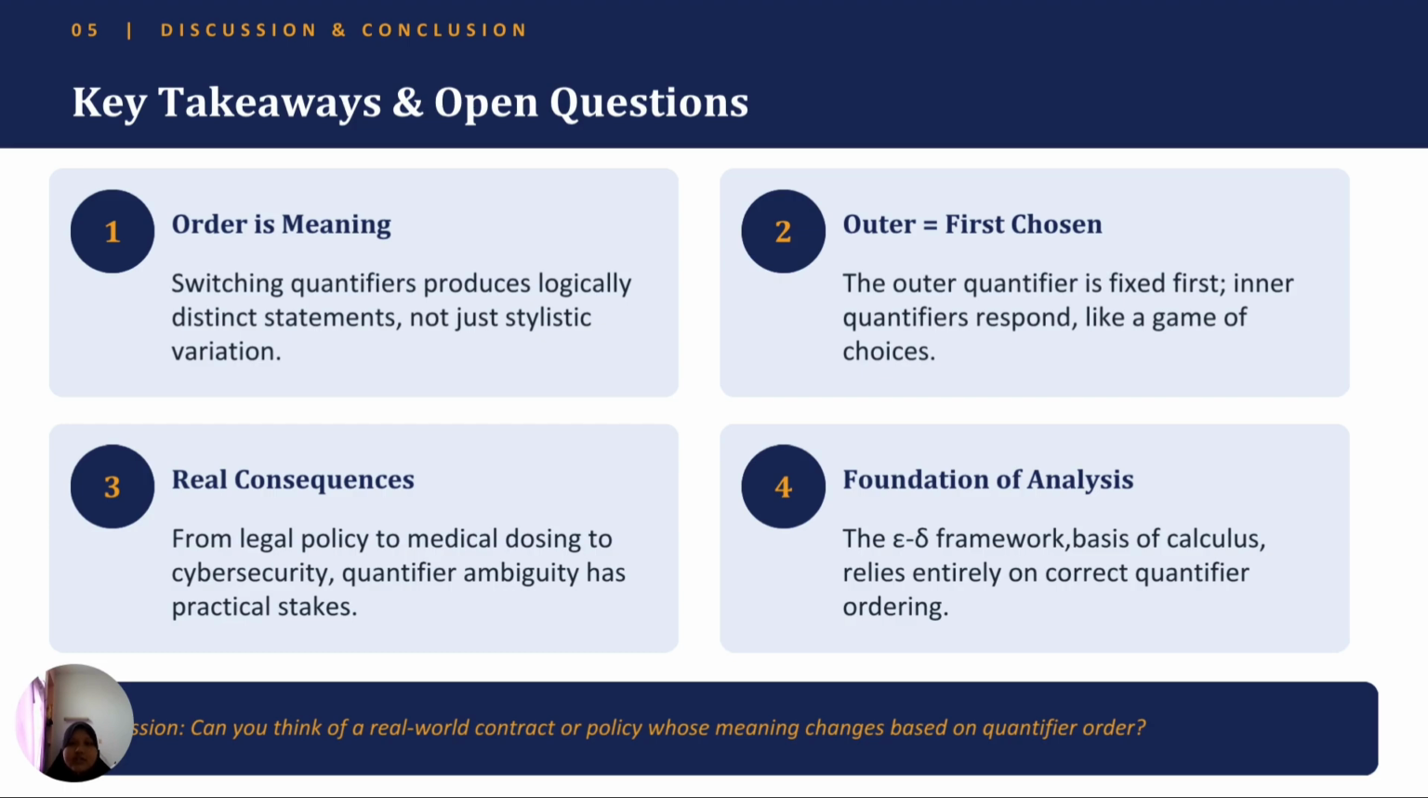So, in conclusion, quantifier order controls meaning. This leads us to the question: can we find a real world contract or policy where changing the order of conditions changes the interpretation?